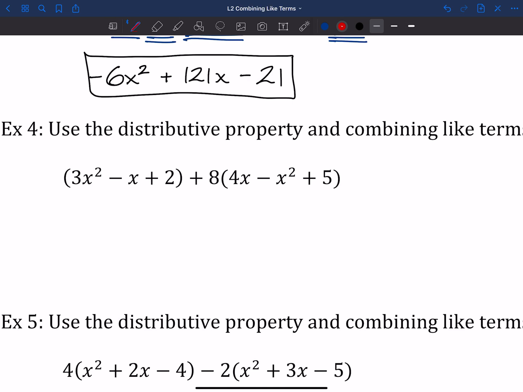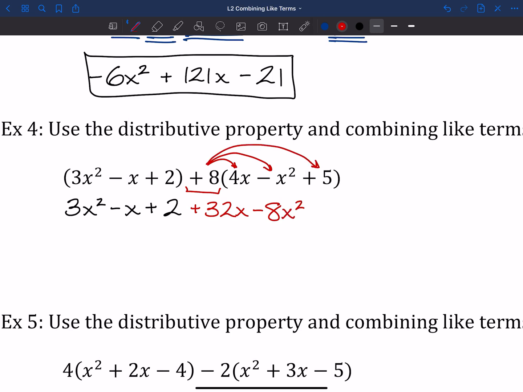All right, so what I'm going to do here is I'm noticing that this first set of parentheses, again, just like the last one, doesn't have anything for us to do with it. So I'm just going to bring it right on down: 3x squared minus x plus 2. The second set of parentheses has this positive 8 that we're then going to distribute in there. So that's going to be plus 32x. We got a minus sign there, so that's going to end up being minus 8x squareds. And then plus 40 on the end.